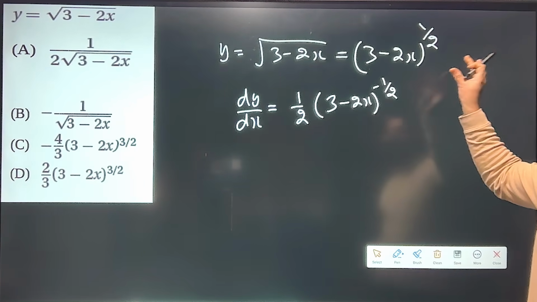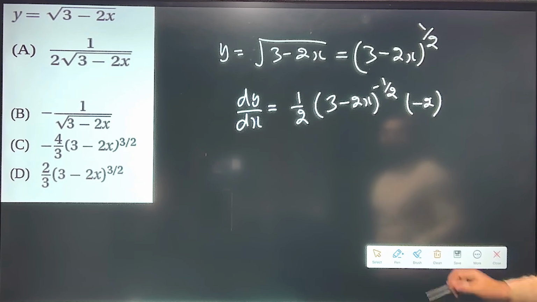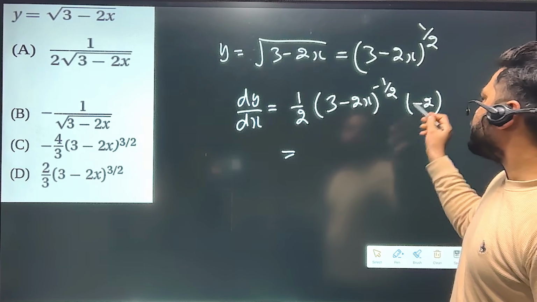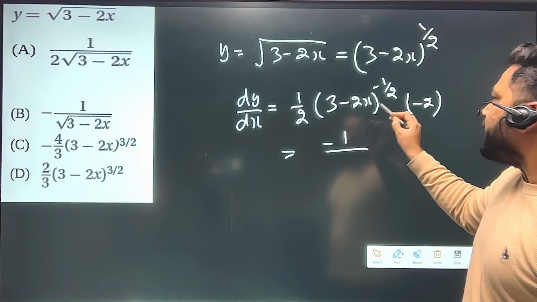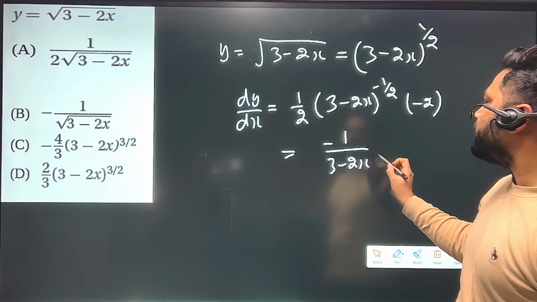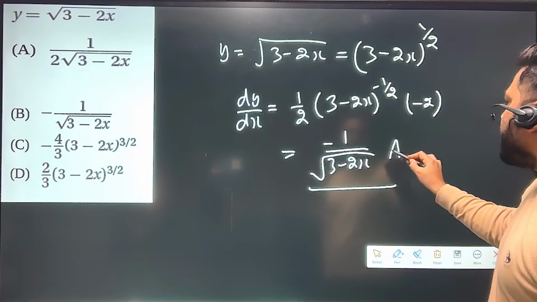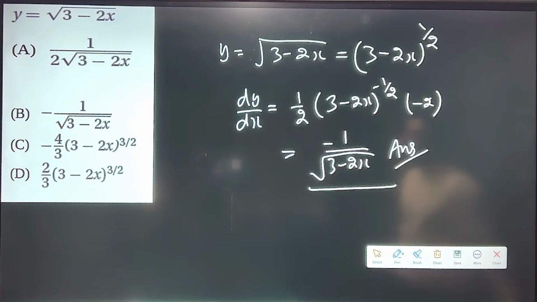Then we'll go inside the bracket. 3 differentiation is 0, minus 2x differentiation is minus 2. So 2 will cancel, and we can write it like this. Negative power will come here. It will be 3 minus 2x power 1 by 2. 1 by 2 power means root. So this is the answer. So answer will be B option, minus 1 upon under root 3 minus 2x.